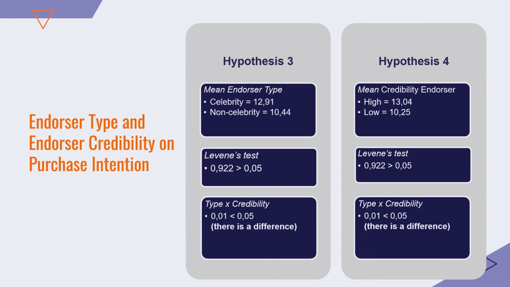Hypothesis 3. It shows the average of the group of participants who receive a celebrity endorser treatment is 12.91, and the group of participants who receive non-celebrity endorser treatment is 10.44.